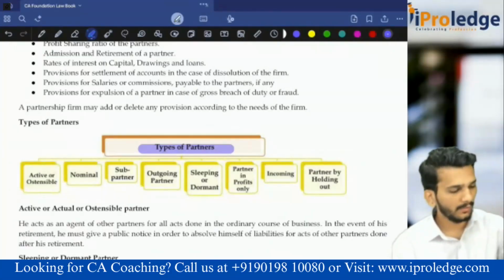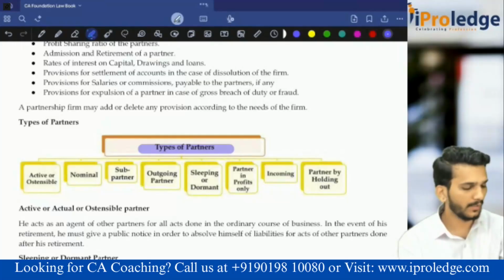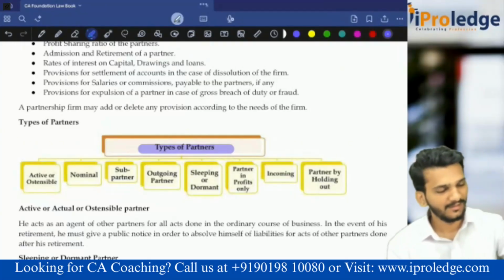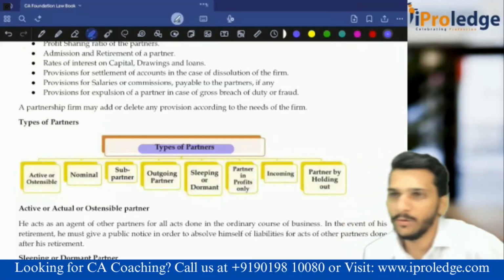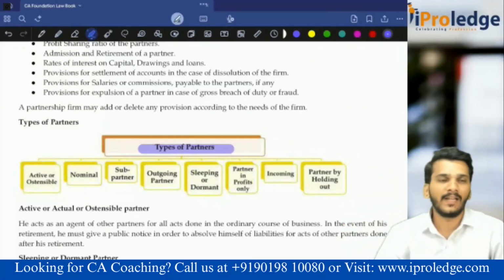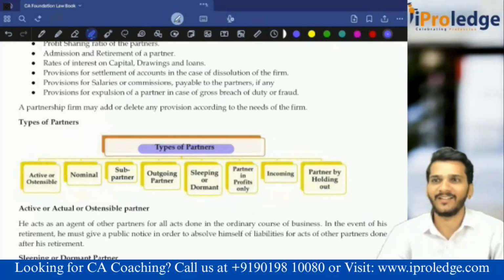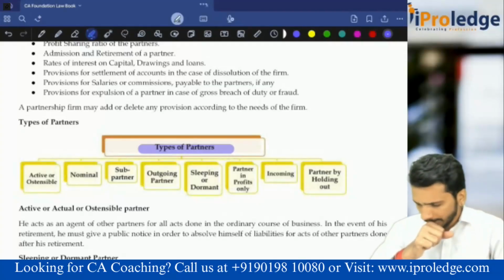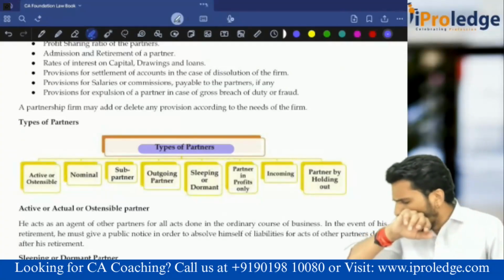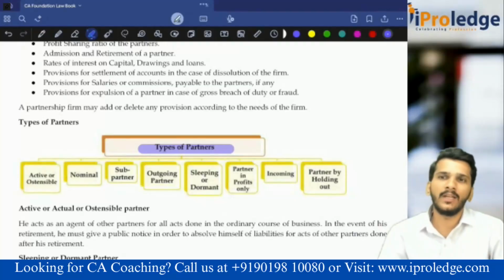Who is an active partner? The partner who is active in the day-to-day carrying out and conduct of the business as per the partnership deed and in the interest of the partnership will be called an active partner. The partner who just sleeps day and night is called a sleeping partner, who does not take care of or take any active part in the business.